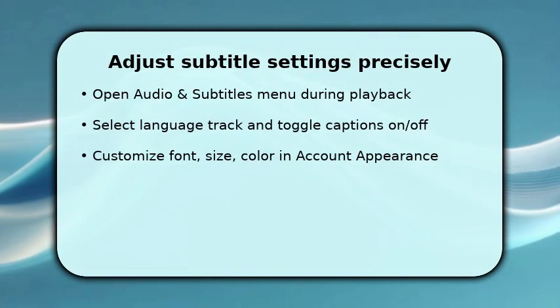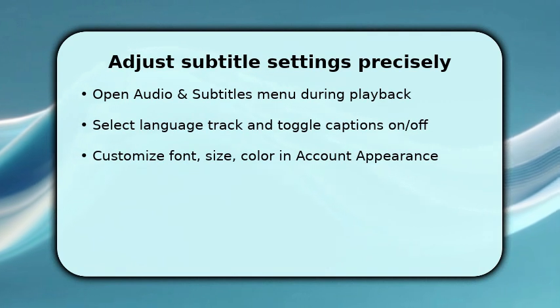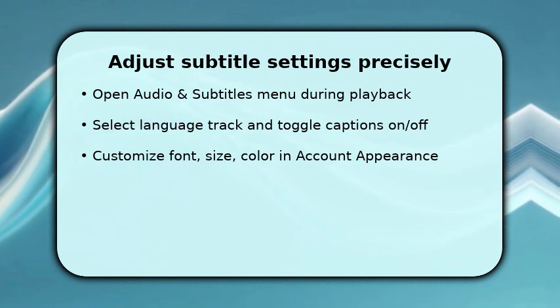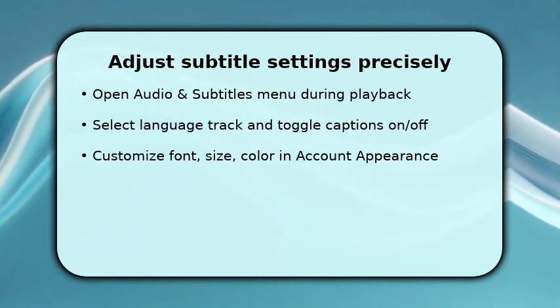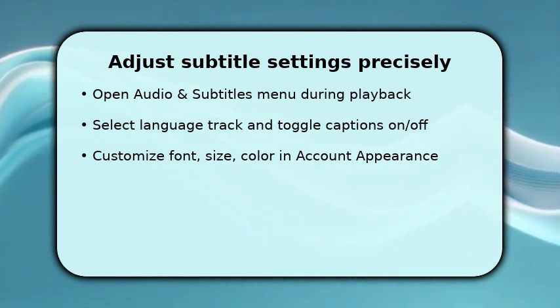Now you dive into subtitle settings to force correct rendering. During playback, open the Audio and Subtitles menu and explicitly pick your desired language track. Sometimes auto-pick fails. Make sure captions are toggled on, then exit and re-enter playback so Netflix reapplies the selection.